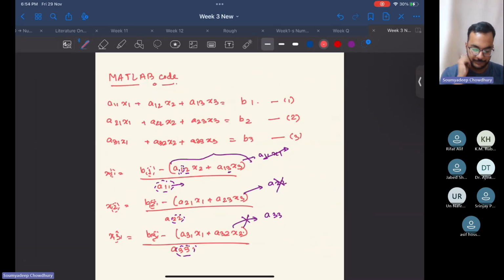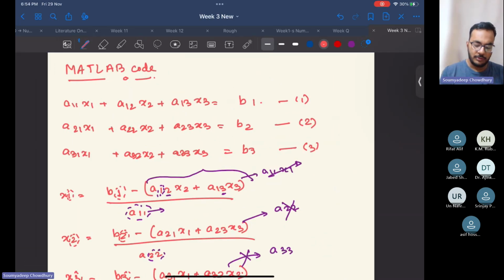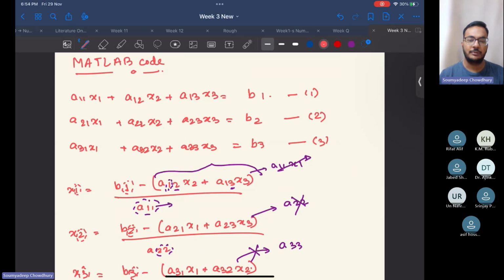See, this is my general equation for a 3 variable system I am doing, then I can also extend it to an n variable system, n cross n system. So see here, the first equation is a11x1 plus a12x2 plus a13x3 is b1. Similarly, we have the two other equations.